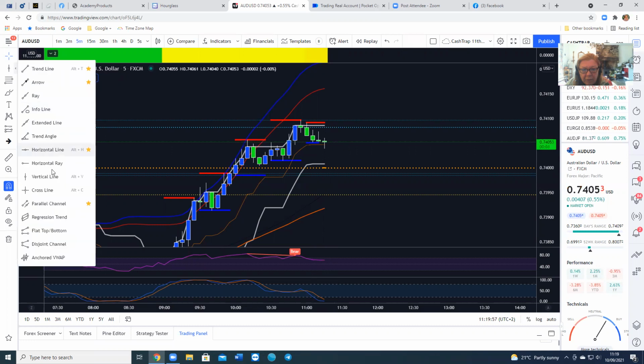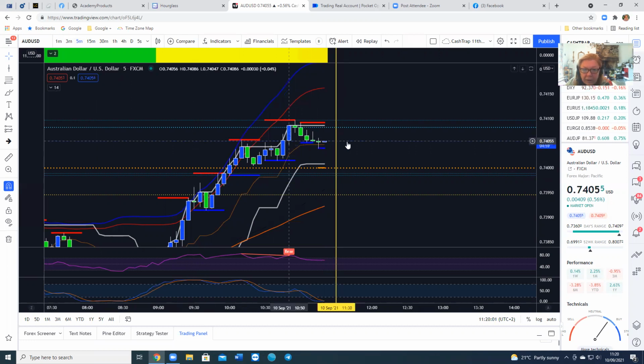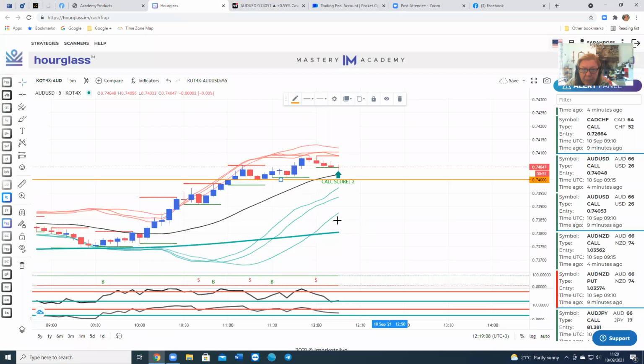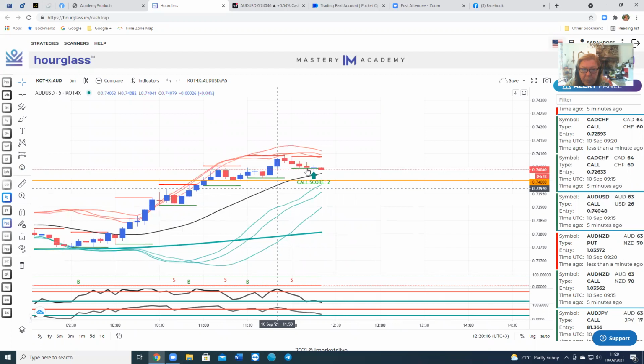So I'll just put on the half hour line there, and we're at 20 past now, so it's at 5.3. If you had taken that trade, you would have probably lost it, and we are time-based traders, so that's why I don't like the 15-minute on such a strong pair like this.